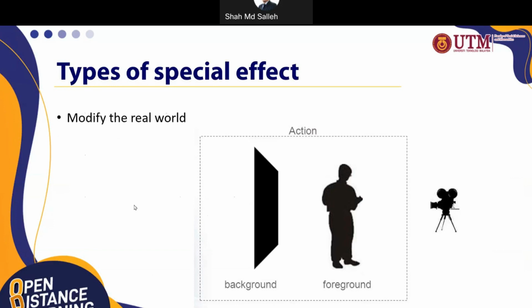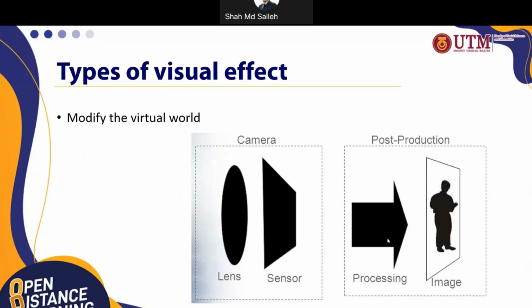Okay, the type of special effect. Okay, modified in the real world. For example, actors and using background. Okay, if you remember, I mentioned in the early discussion using matte painting and so on. Matte painting, they are using sometimes background and sometimes foreground, depending on the storytelling. Okay, and then after that, using pre-production, process the imaging like a combination of the two, background and the foreground, just now.